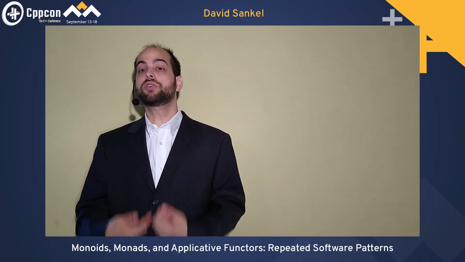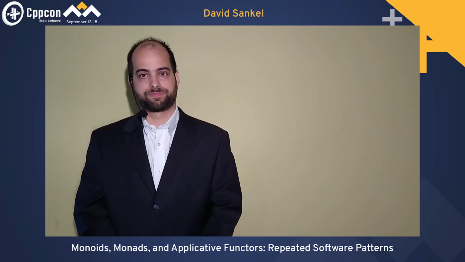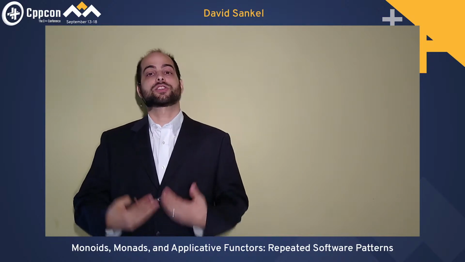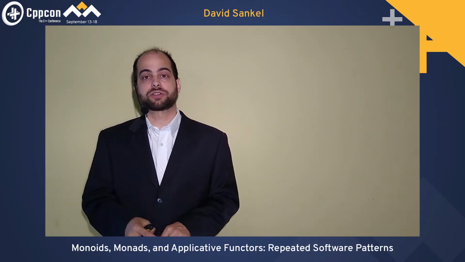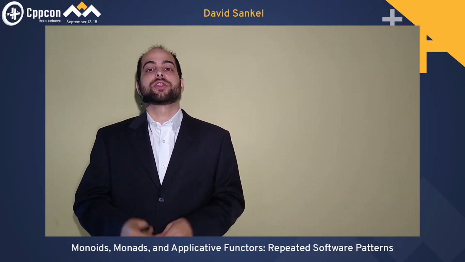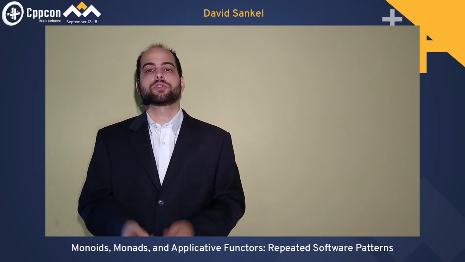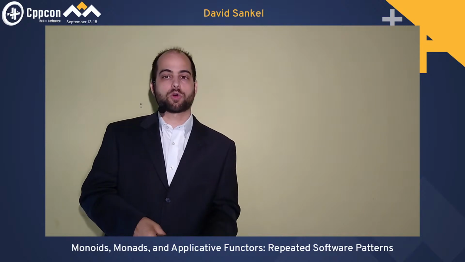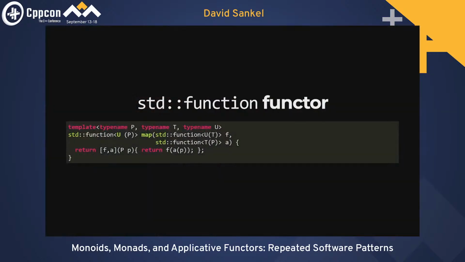What about std function? Is std function a functor? It turns out std function can be a functor if you fix all the parameters of your std function, so that every single function has a fixed set of parameters, and the result of the std function is what's changing type. So you build a new function which transforms the result of the old function. And this is what a map function would look like for a std function functor.